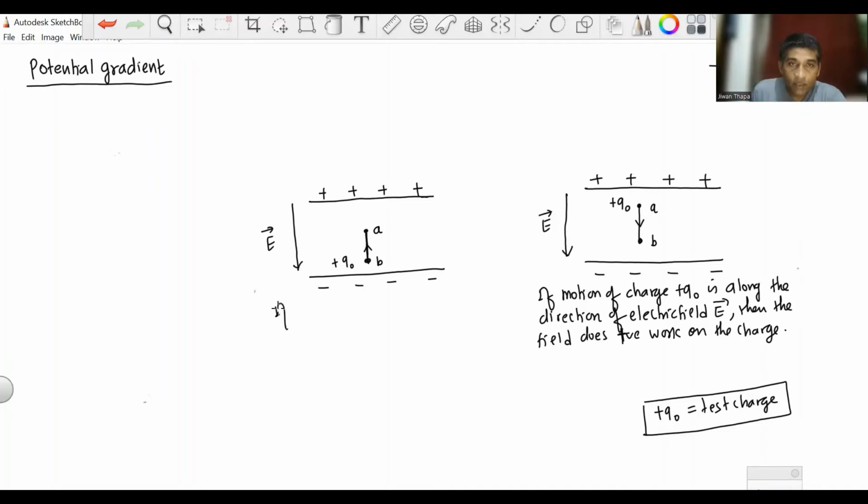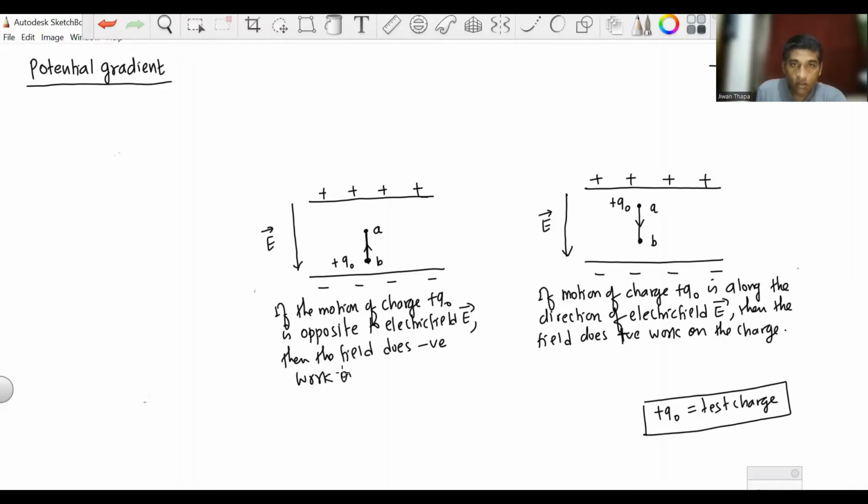Now I'm writing, if the motion of charge plus Q naught is opposite to electric field, then the field, that is electric field, does negative work on the charge. So we have this. So we need to understand these two concepts in order to understand potential gradient.